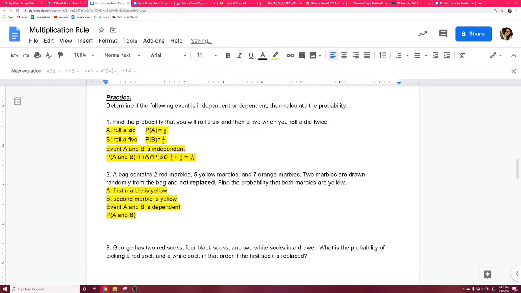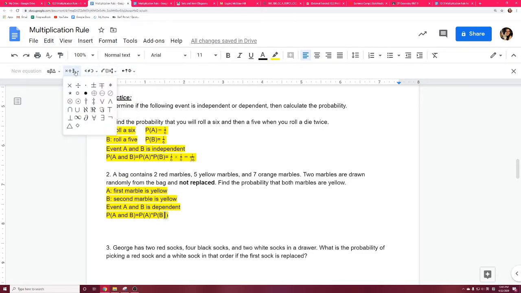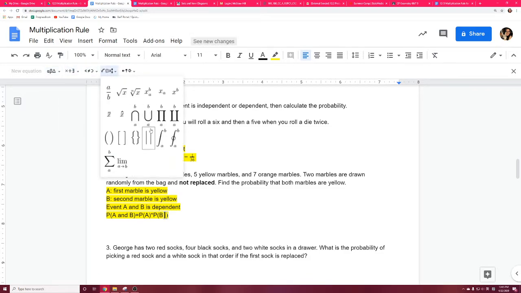Again, I'm going to copy that. We're going to use the multiplication rule: the probability of A times the probability of B. Here, we said they are dependent, so we need to find the probability of B when A is happening. So we're going to use a notation, B given A. We usually use a line in between them.